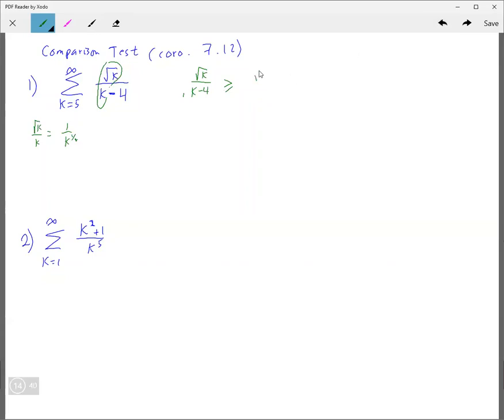This is going to equal the square root of k over k, right? Because this one has a -4 in the denominator, which makes the denominator smaller. If you're subtracting 4, then this denominator is smaller than that one, which means this quotient is larger than that one, greater than or equal to 1 over k to the 1/2.